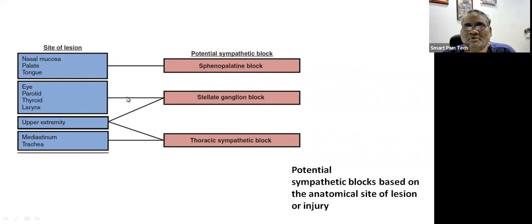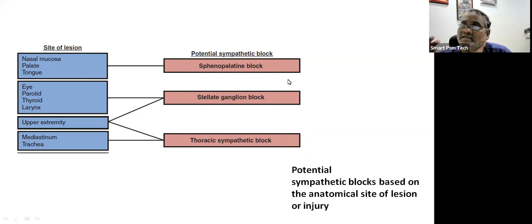Then the stellate ganglion block. You can see it matches with the eye, parotid, thyroid box as well as the upper extremity box. So for the upper extremity as well as these parts, the stellate ganglion block can be used. And you have to understand the peculiarity of the stellate ganglion block: the middle cervical ganglion, inferior cervical ganglion, as well as the thoracic sympathetic chain, T1 especially and sometimes T2, are involved in the formation of this stellate ganglion.